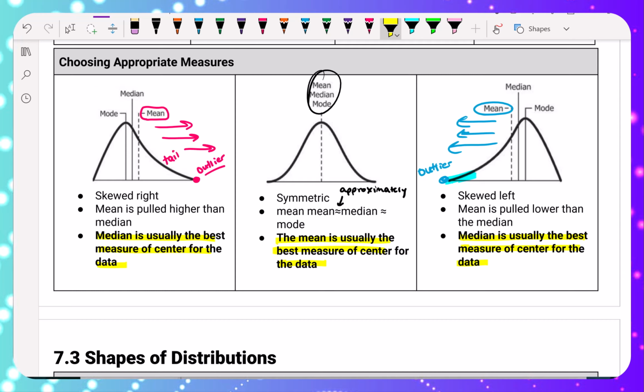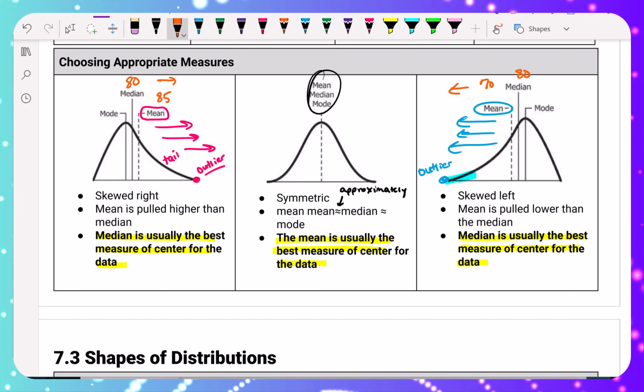You can actually look at data and see which one would be the most appropriate. If you know that the median is pretty far away from the mean, then it's going to be skewed. If the mean is actually greater than the median, so let's say the median is 80 and your mean is 85, you can tell that that mean has been pulled to the right. Likewise over here, if your median is 80 and your mean is smaller, then you can tell it's being pulled to the left.